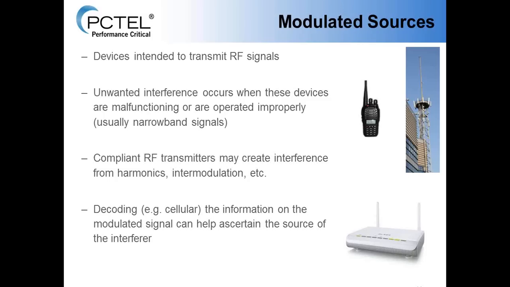And even though you will have compliant RF transmitters, because they usually have to go through FCC testing, they can still create interference via harmonics or even through intermodulation. And particularly if you have something like an AM/FM signal, it could be useful also to be able to demodulate these signals to ascertain where the source of that interferer might be.